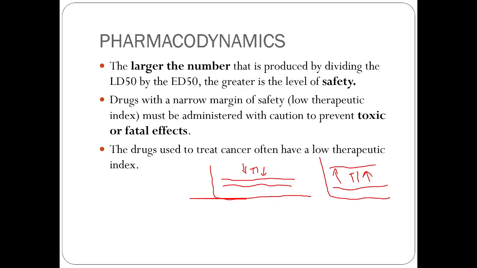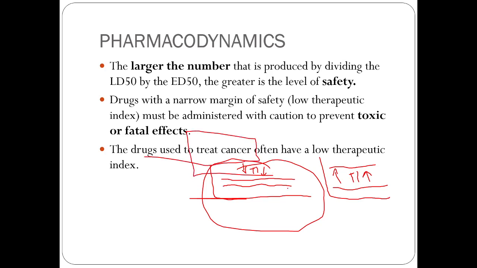We have to be very, very cautious and get just the right dose to prevent toxic or fatal effects with this low, narrow margin of safety. This is talking about drugs that are used to treat... therapeutic index.